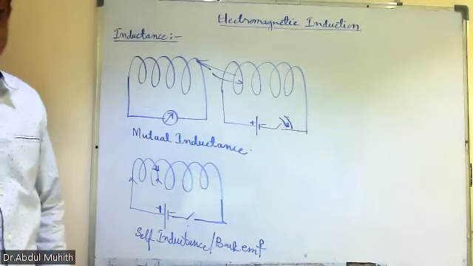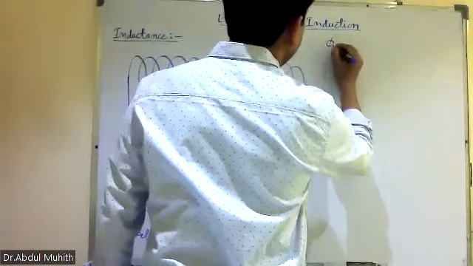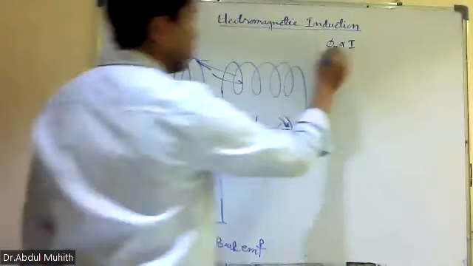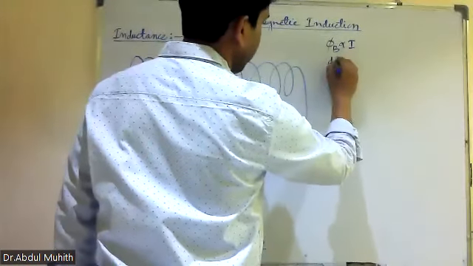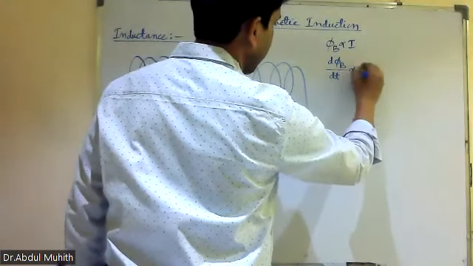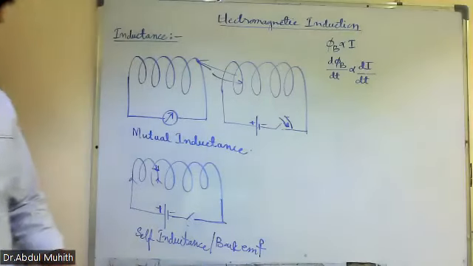So what he says here now, phi B is proportional to I. The more the flux, the more will be the current. You know that it is directly proportional. So the changing magnetic flux is proportional to di by dt. Changing current produces changing flux.